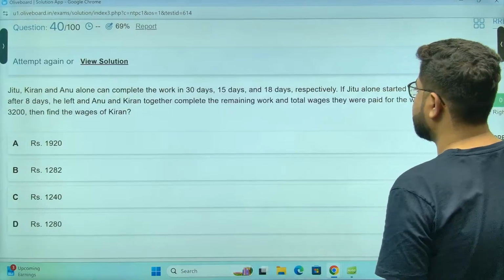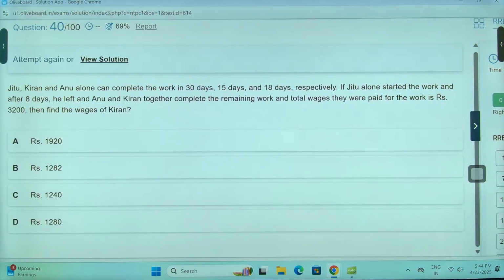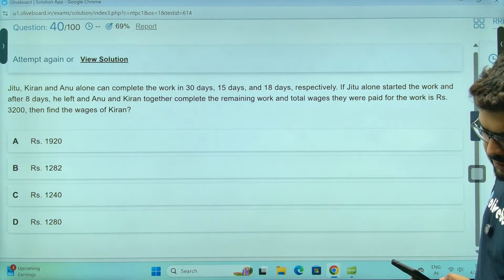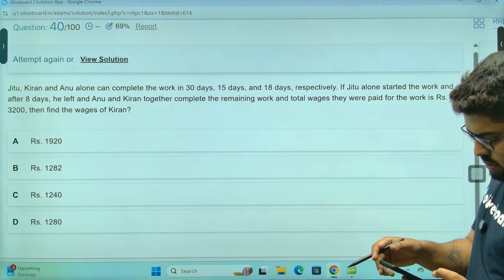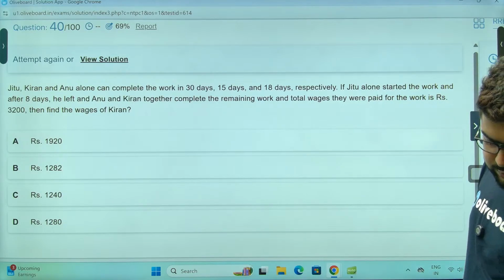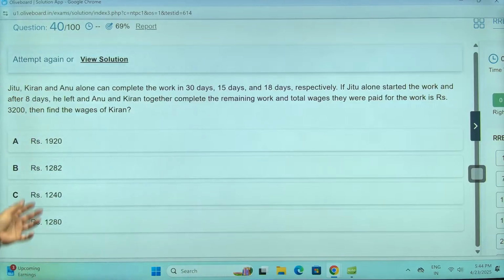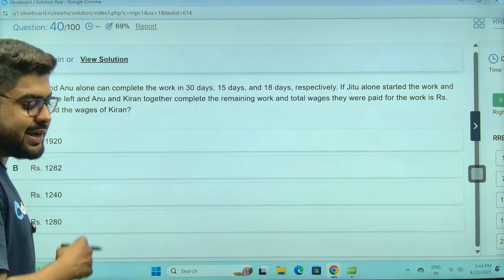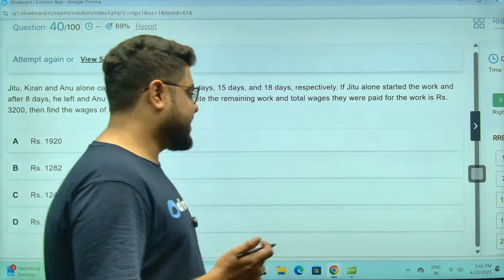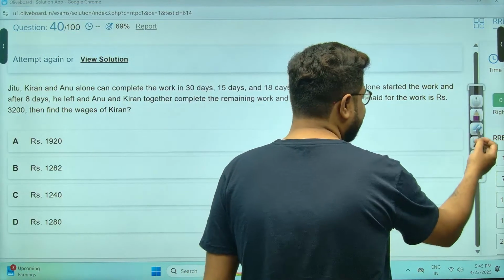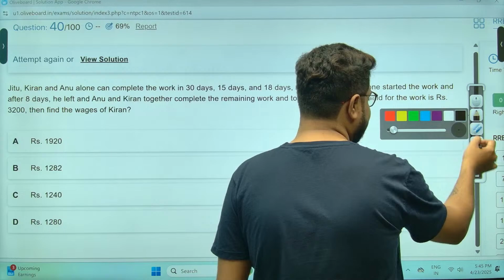Time and Work, sir. चलो. Jitu, Kiran and Anu alone can work 30, 15, 18 days. Jitu alone started the work. After 8 days he left. Anu and Kiran together. अच्छा, then work and wages का question है. Again थोड़ा lengthy होगा. No worries, चलो कोई बात नहीं.